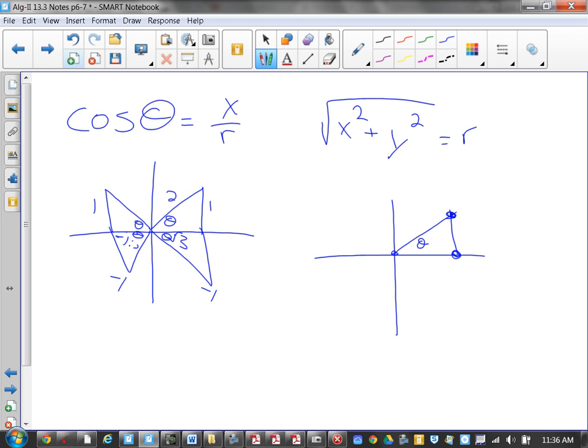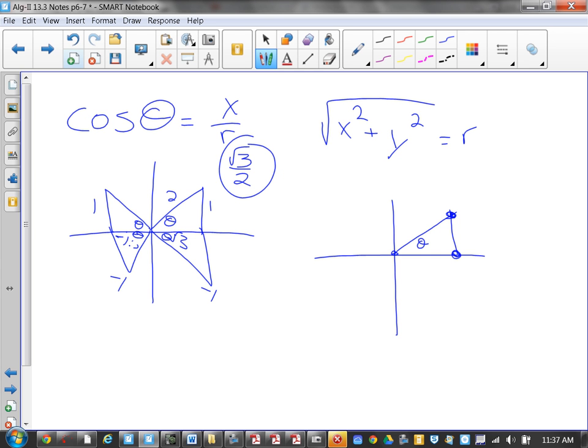Right. Cosine doesn't equal x, cosine equals x over r. Correct. We call it x because what was our ordered pair at 30? The ordered pair itself was root 3 over 2 and 1/2. The x portion of that ordered pair was root 3 over 2. That's why that happens.